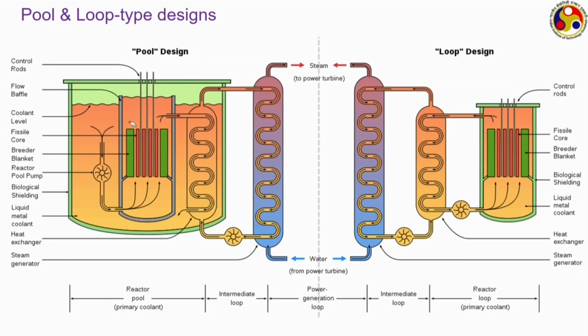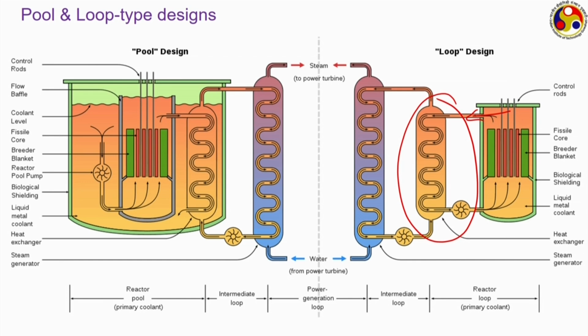But in case of loop type design, this pump and intermediate heat exchangers are outside the liquid pool. The core is still immersed into the pool, but the pump is outside, which forces the liquid sodium to pass through the core and then enter through this line to the intermediate heat exchanger. The sodium in the intermediate heat exchanger transfers heat to another stream of sodium and then goes to the steam generator like in the previous case.